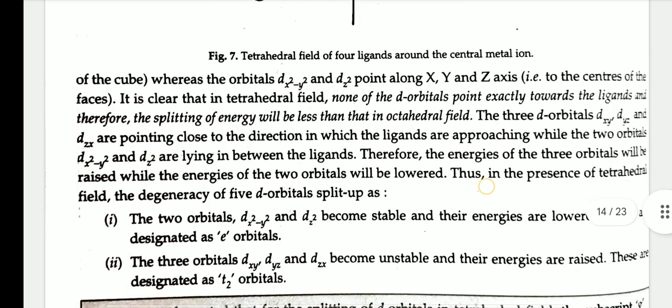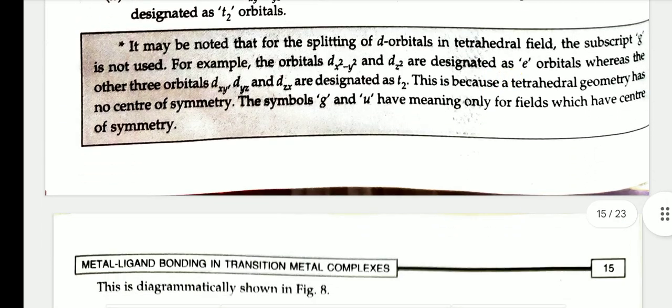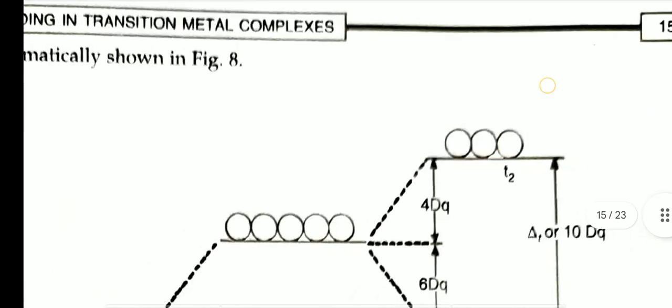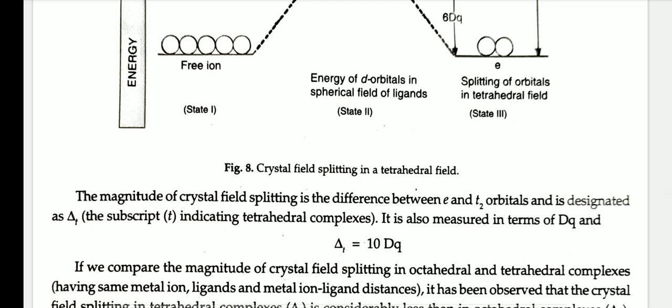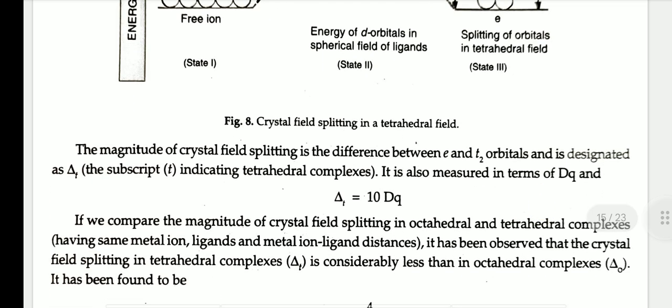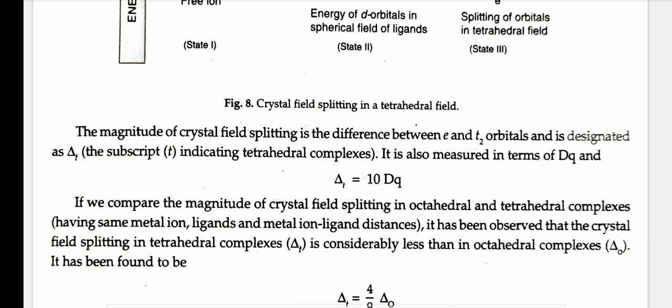These are designated as e orbitals. The three orbitals dxy, dyz and dzx become unstable and their energies are raised. These are designated as t2 orbitals. The magnitude of crystal field splitting is the difference between e and t2 orbitals and is designated as delta T, T indicating tetrahedral complexes. It is also measured in terms of dq, and delta T is 10 dq.